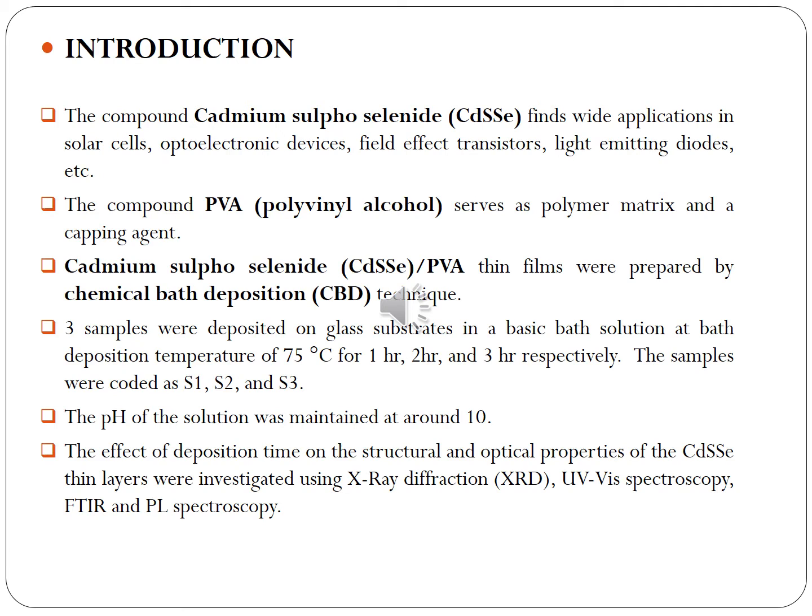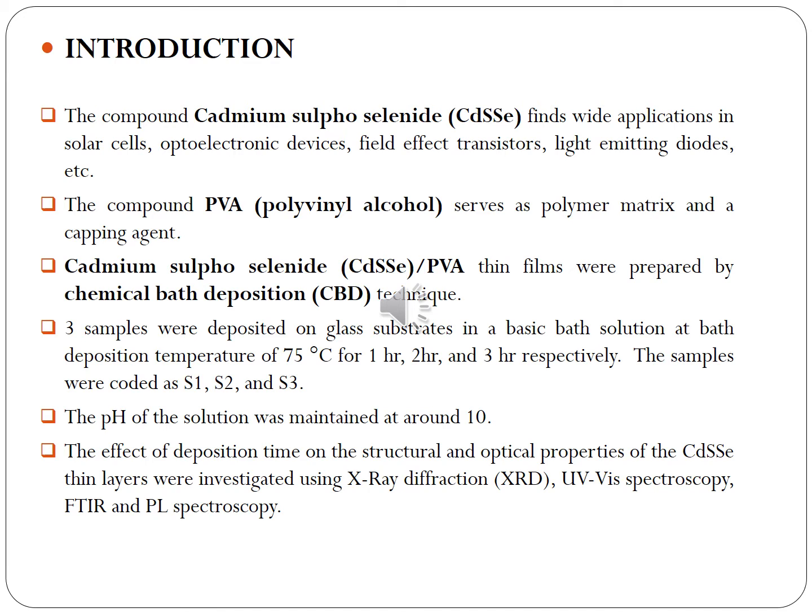So first of all, I will be talking about the introduction. The compound cadmium sulfoselenide is an important II-VI semiconductor compound and is an important member of the chalcogenide group. It finds wide applications in solar cells, optoelectronic devices, field effect transistors, light emitting diodes, etc. The compound PVA, polyvinyl alcohol, serves as a polymer matrix and is a capping agent.